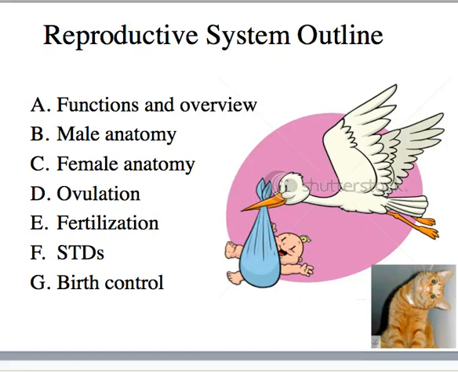Hey everybody. Today's module is a very brief introduction to the reproductive system of both males and females. And we're going to talk about all of these things. Actually, STDs and birth control are going to be bonus modules that will be bonus on the next test. But we're going to go through functions and overview, the male and female anatomies, and ovulation and fertilization as part of this module.